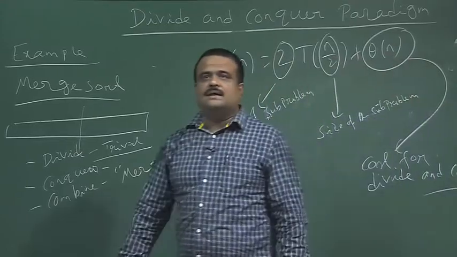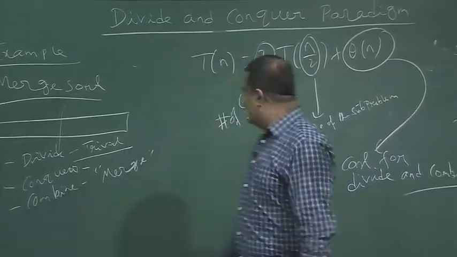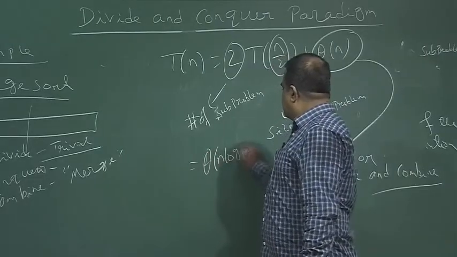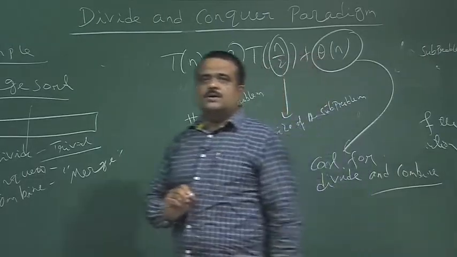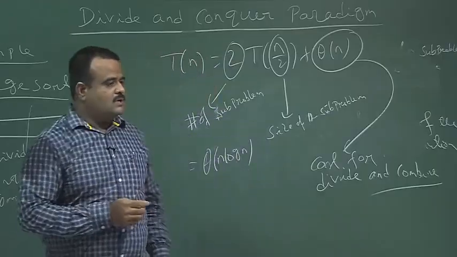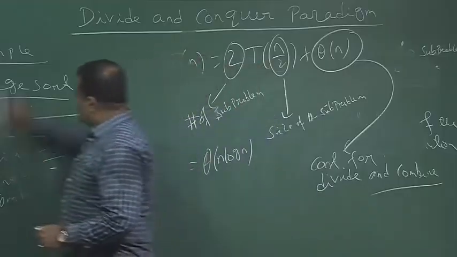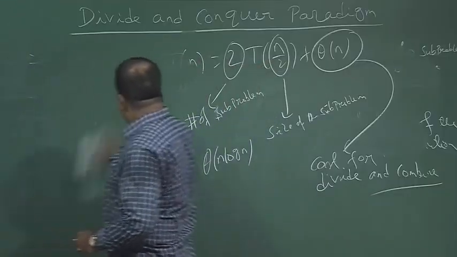Okay. And now, we know how to solve this by the master method. This is basically theta of n log n. Now we talk about some other divide and conquer algorithm. The next one is binary search.